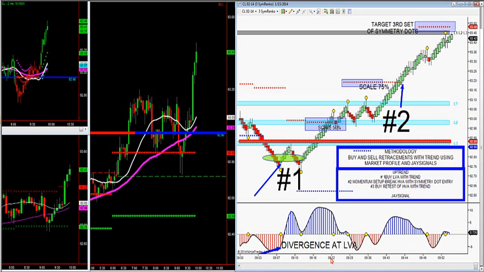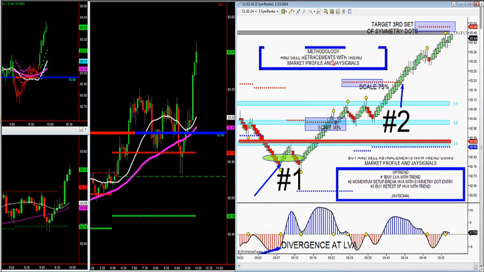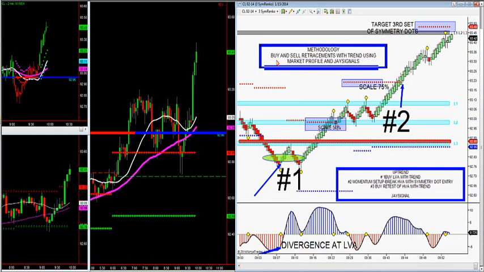Okay, guys and gals, let's go over the number one setup. Let's first go over my methodology, okay? My methodology in the room is to do this. I like to buy and sell retracements with trend using market profile and my automated Fibonacci J signals that work on your own Ninja charts, okay?